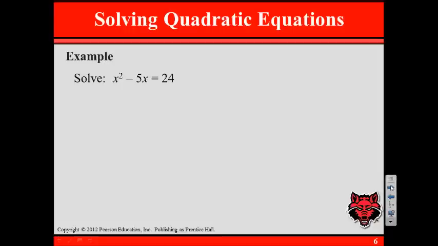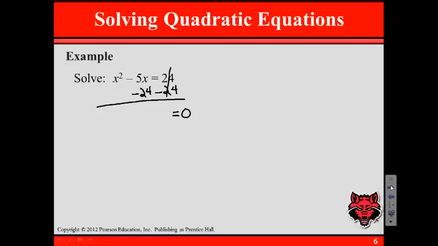Let's try an example. We want to solve x squared minus 5x equals 24. Our first step is to rewrite our equation in standard form. To do so, let's move everything toward the side where we have x squared. I'm going to subtract 24 from each side. And when we do that, the 24's cancel on the right side, and that gives us our 0.